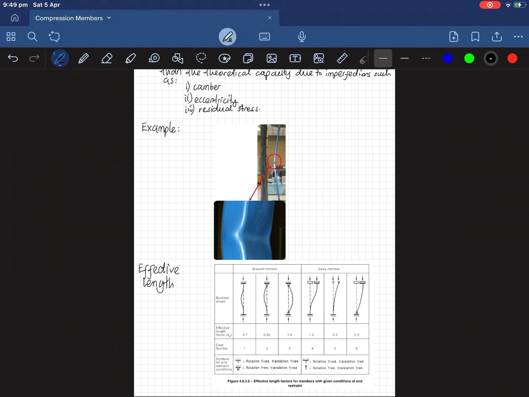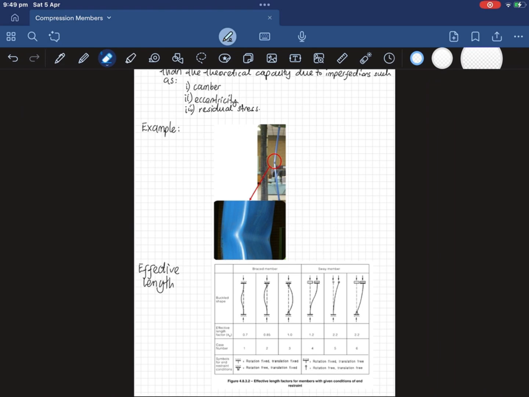Now this is where AS4100 design comes into play. The code handles these real-world imperfections using things like effective length factors, which adjust for how the column is supported. I'm sure many of you would recognize the diagram with all sorts of effective length factors depending on how your column is supported on either end. So if you have fixed, it's 0.7. If it's pinned on both ends, it's 1. And if it's a cantilever, so fixed on one end but free on the other, you have a much greater effective length of 2.2.